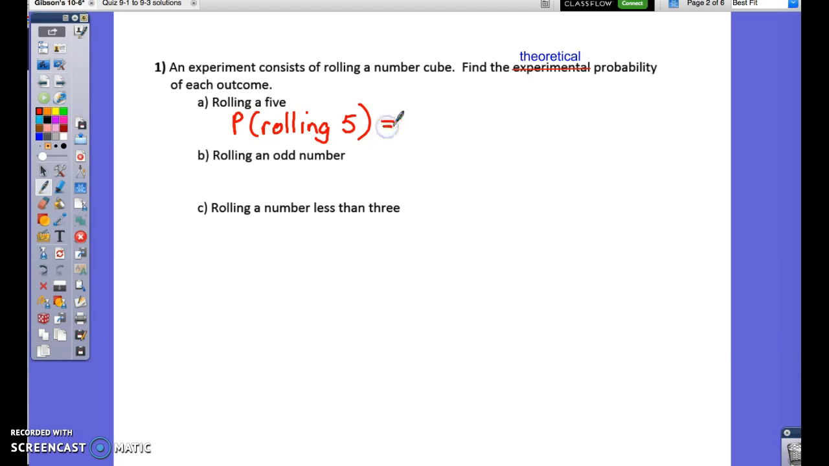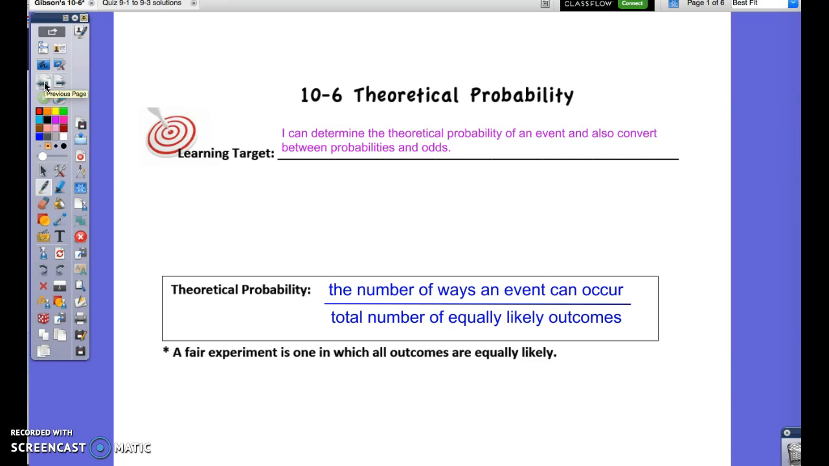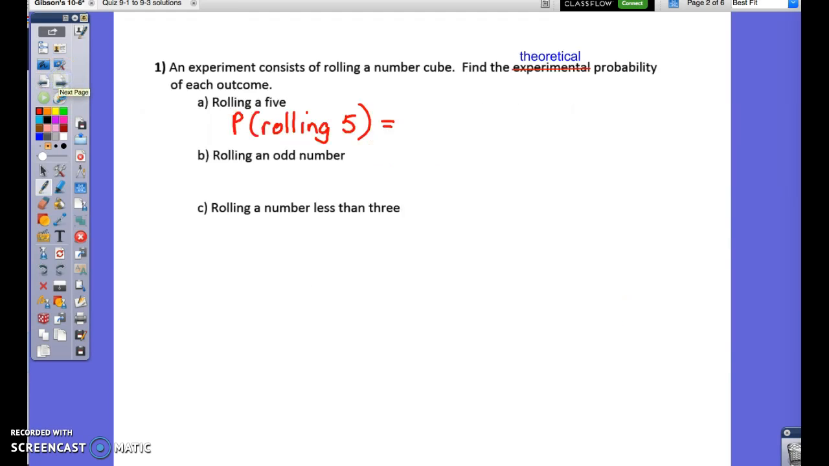So going back to the ratio for a theoretical probability, again, it's the number of ways an event can occur divided by the total number of equally likely outcomes. Well, if we're looking to roll a 5, there's one way that can occur, and there are 6 equally likely outcomes. Okay, so we write that first as a fraction, 1 over 6. Your teacher may or may not ask you to reduce the fractions. Obviously, in this case, you can't.